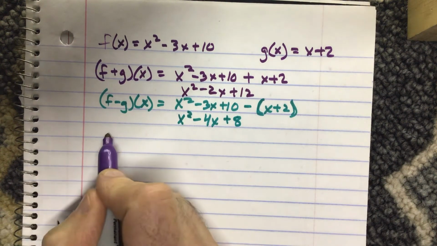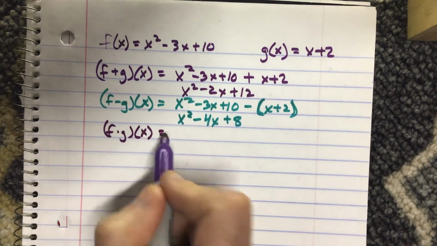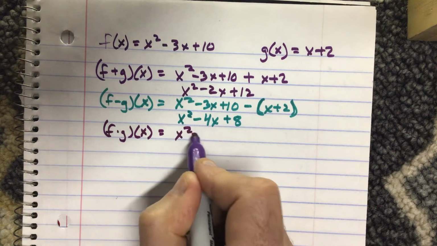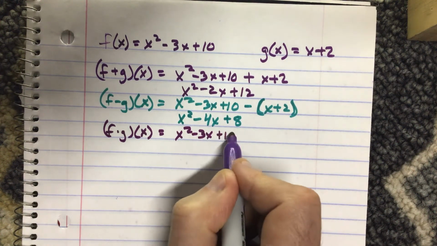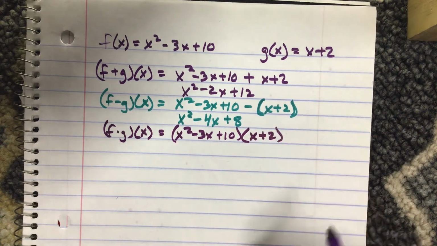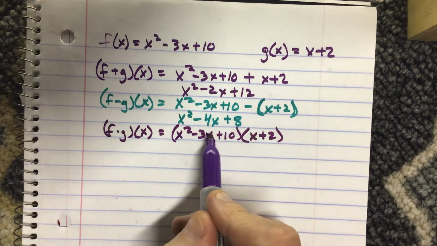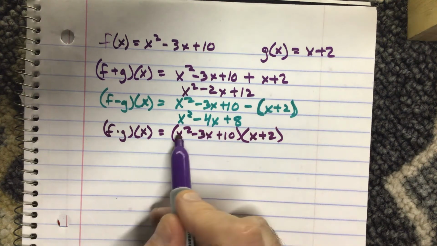And then we could do f times g of x, which is the product of those two. This one's going to take a little more work because you're going to have to do some sort of, I call it FOIL, but it's not really FOIL. You're going to have to do some distributing here, because this has to be multiplied by all three of these, and this has to be multiplied by all three of these.